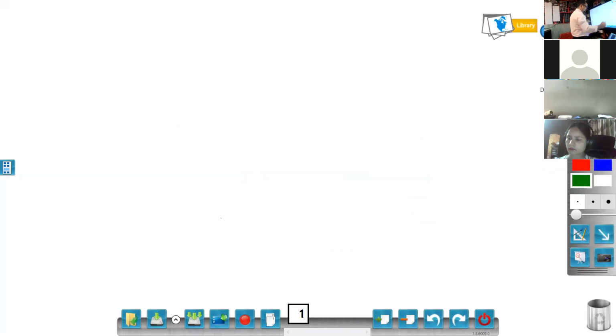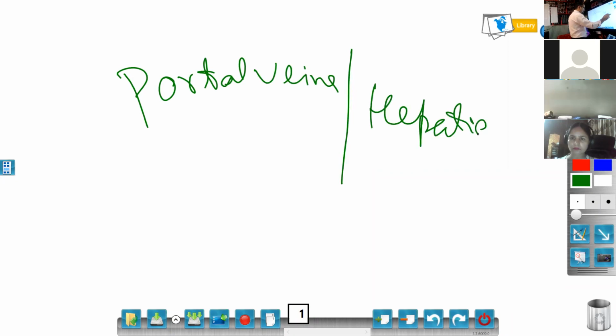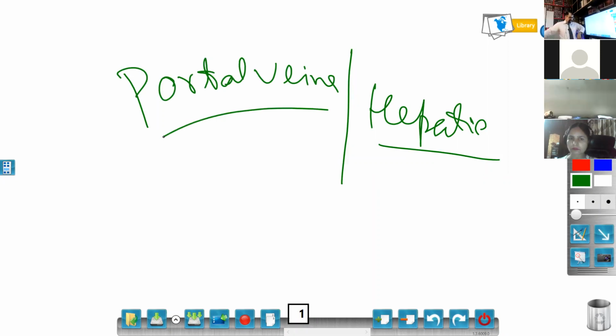So the important point here is the portal vein. Now see, portal veins and hepatic veins. How to differentiate whether I am dealing with a hepatic vein or a portal vein? Recall from your classes that the portal vein has brighter walls than the hepatic vein. This is already discussed with you.